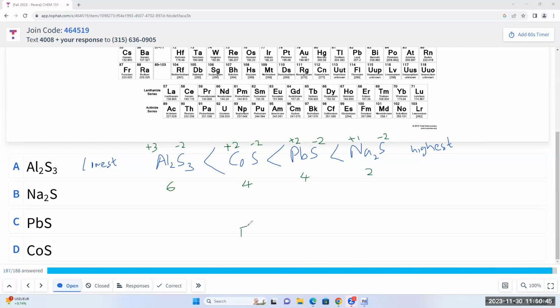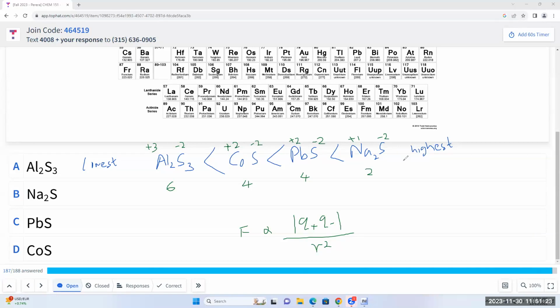So we know the ionic force is directly proportional to the charge product. We think about the absolute value here when we talk about the charge product, and inversely proportional to the distance between the ions squared. Greater the charge product, that's the primary factor. Greater the charge product, stronger the force. Therefore, Al2S3 must have the strongest ionic force, meaning lowest potential energy, and Na2S must have the weakest ionic force because of the lowest charge product. Therefore, the highest potential energy. Again, the mantra is the stronger the attractive interactions, the lower the potential energy.